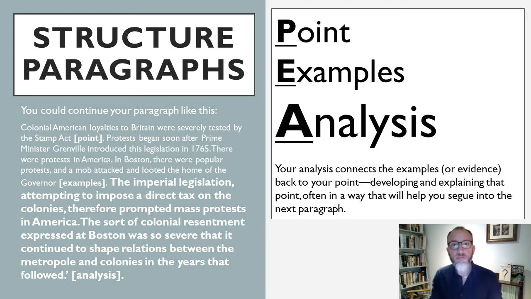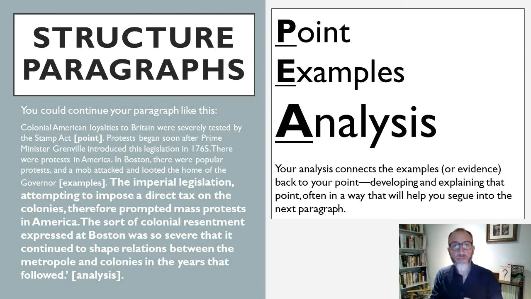So a way that you could finish this paragraph is by saying something like, the imperial legislation attempting to impose a direct tax on the colonies therefore prompted mass protests in America. The sort of colonial resentment expressed at Boston was so severe that it continued to shape relations between the metropole and colonies in the years that followed. Glossing that evidence and linking it back to the point that you want to make, and then driving your analysis forward for whatever comes next in your essay.